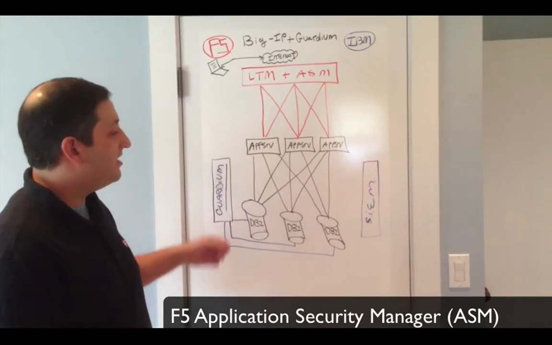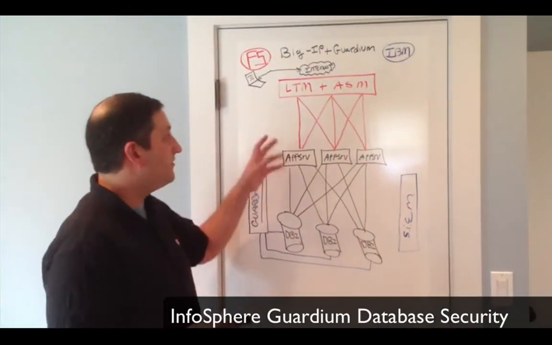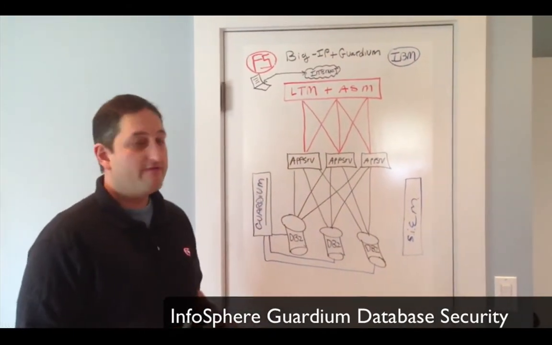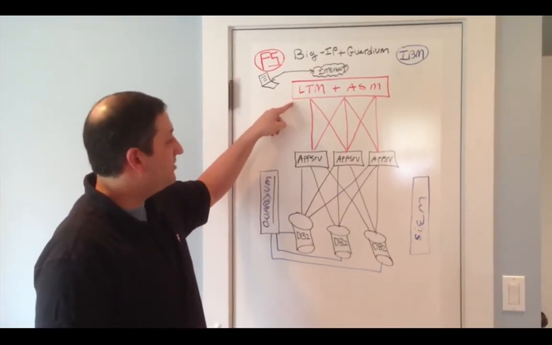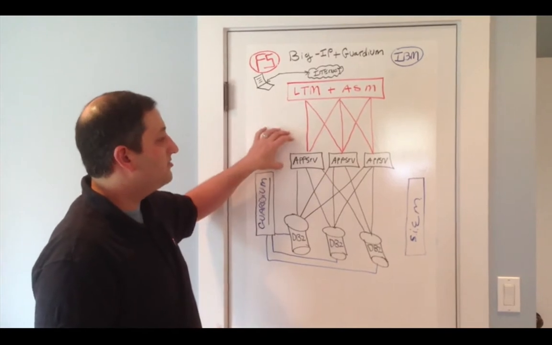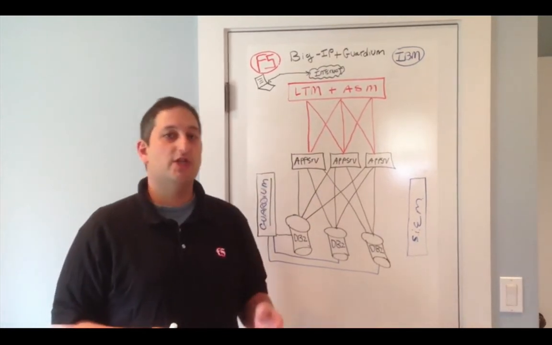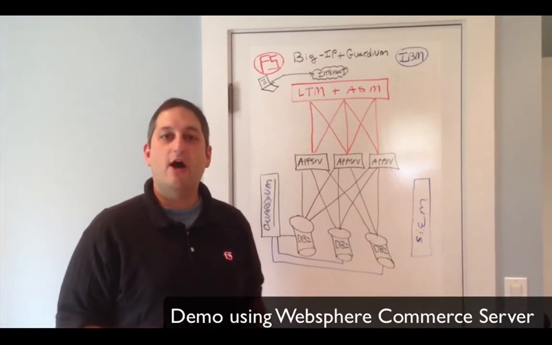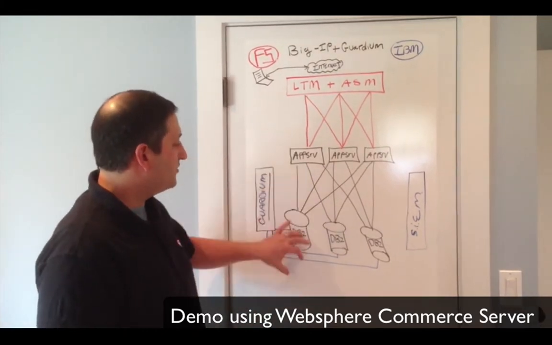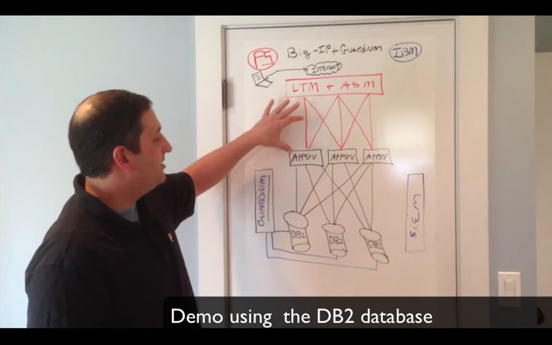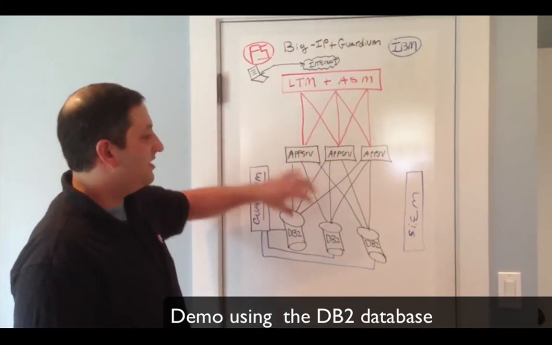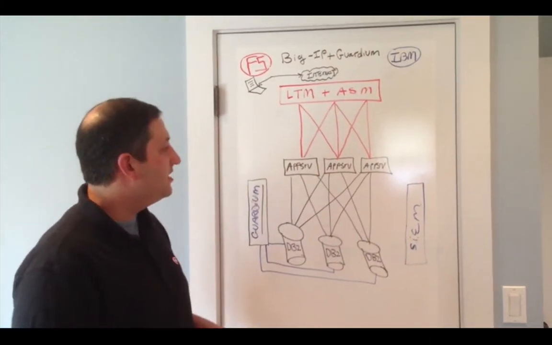As you can see here, I've drawn a 2- or 3-tier application server environment with a client connecting over the internet through local traffic manager down to an app server. And in the demonstration I'm going to show, we're using an e-commerce store. Now these app servers use a database, and the whole thing is running through high availability solutions at the LTM tier as well as the database tier.